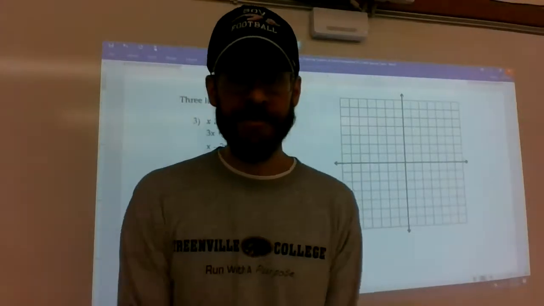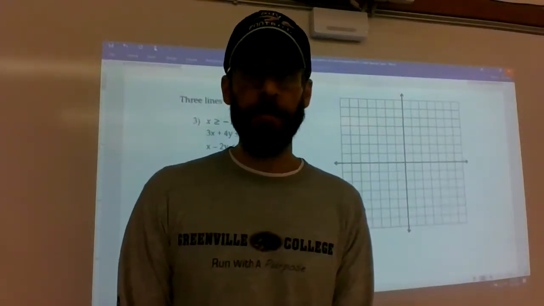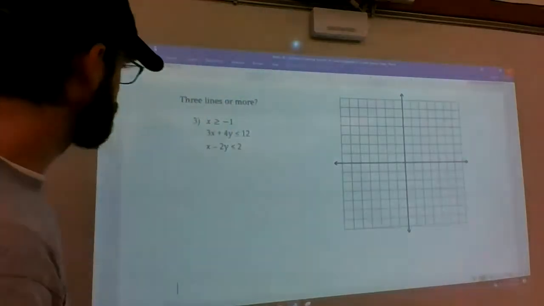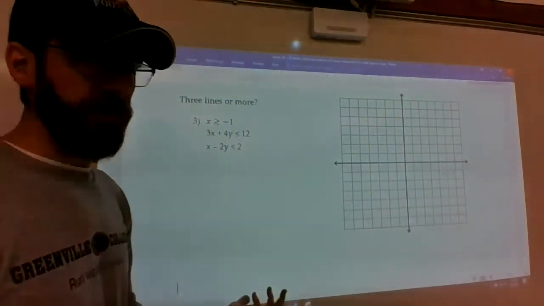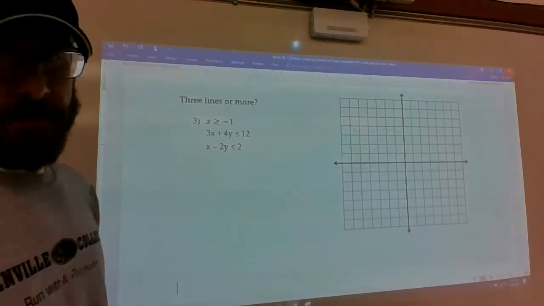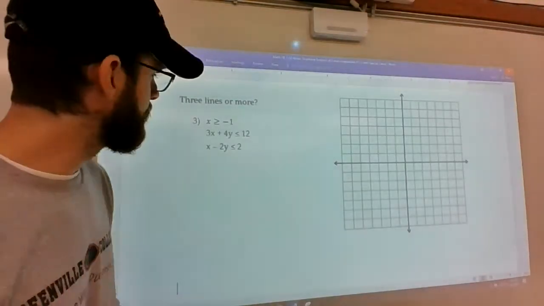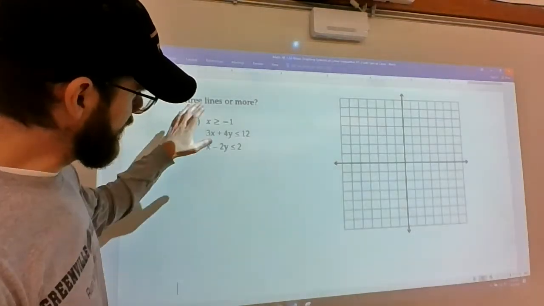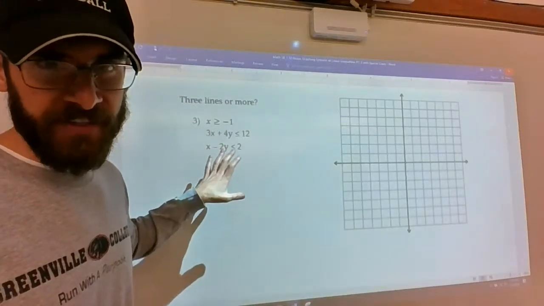All right, we're back. Second part of 1.12 notes. What happens if we get 3 or more linear inequalities? Well, first of all, don't panic. That's your first step. Second step, let's get y by itself so that graphing this thing isn't the issue.